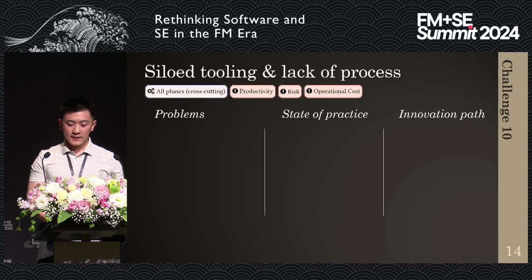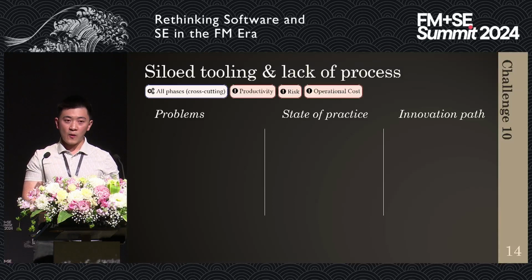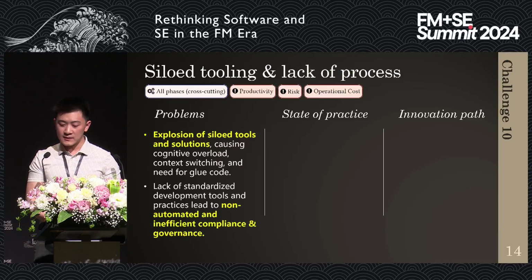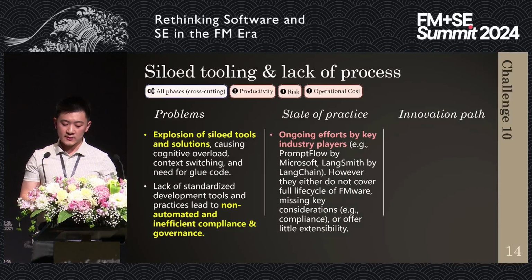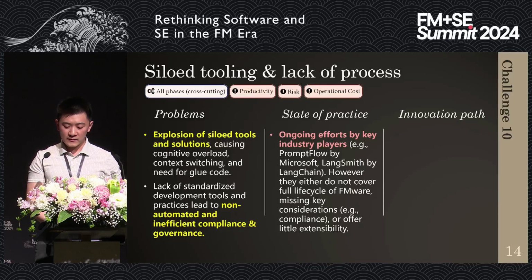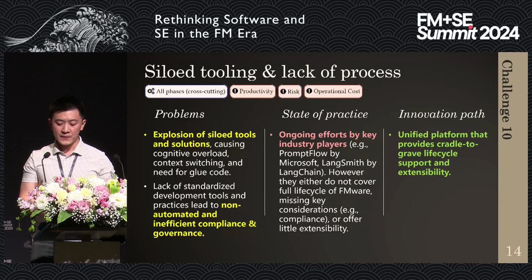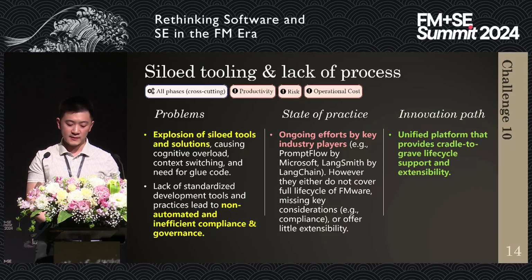The last challenge we are seeing right now is that all of these different lifecycle supports need different tools. But right now, a lot of tooling efforts are siloed, and there's a lack of a comprehensive process for this whole lifecycle. This causes a lot of context switching and cognitive overload for developers, slowing down development. So the state of practice is that there are a lot of ongoing efforts from different organizations to develop tools, but they often cannot cover the whole lifecycle or miss critical areas such as compliance, or cannot be extended. So the innovation path forward is that we need a unified platform to provide cradle-to-grave lifecycle support and extensibility.